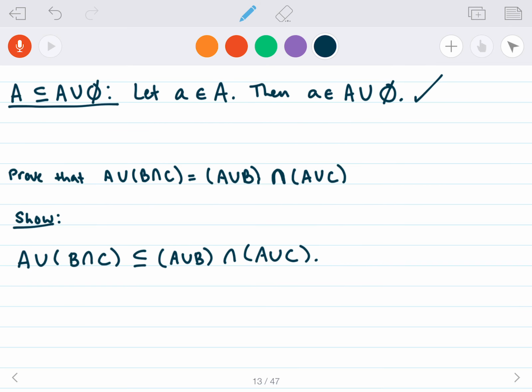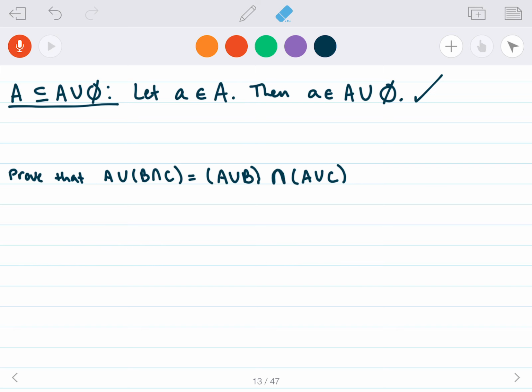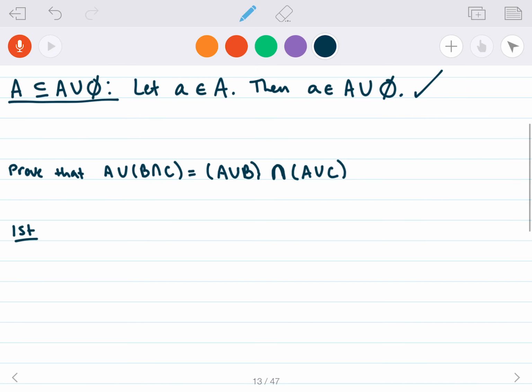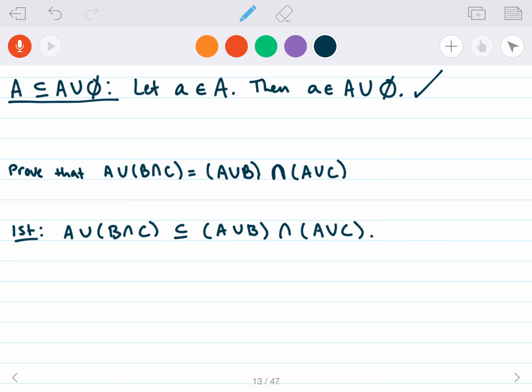Okay, let's look at this next one. Again, I encourage you to pause the video and see what you can come up with here. We want to show that these two sets equal each other. Set equality means that we want to do both inclusions. So first, we want to show that A union (B intersect C) is contained in (A union B) intersect (A union C).